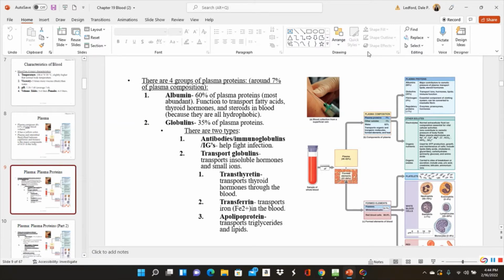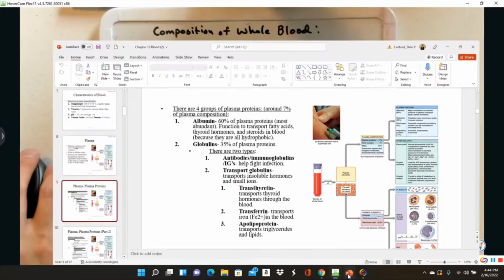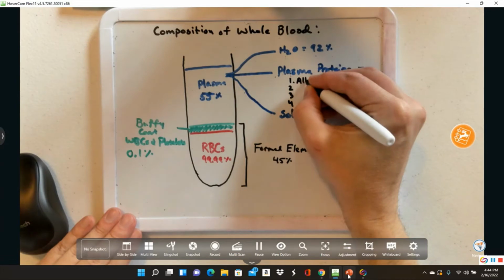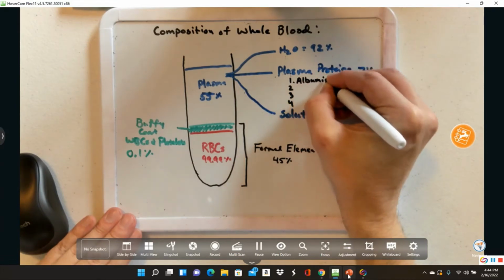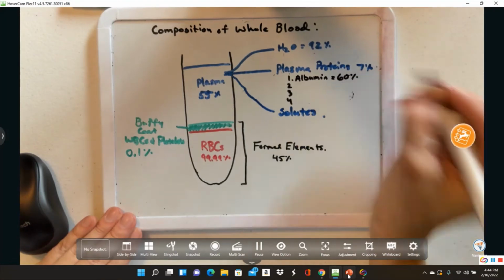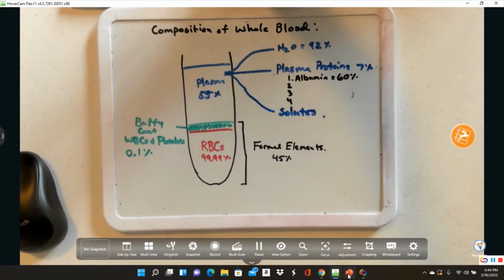It has a lot of functions besides giving what is called the osmotic pressure of blood, helping maintain the osmotic pressure of blood. It's a major transport protein for lipids, steroids, things like that, things that are hydrophobic. And it's 60%. It's called albumin. Albumin will be the most abundant, so we'll say albumin. Albumin is about 60% of overall plasma proteins.